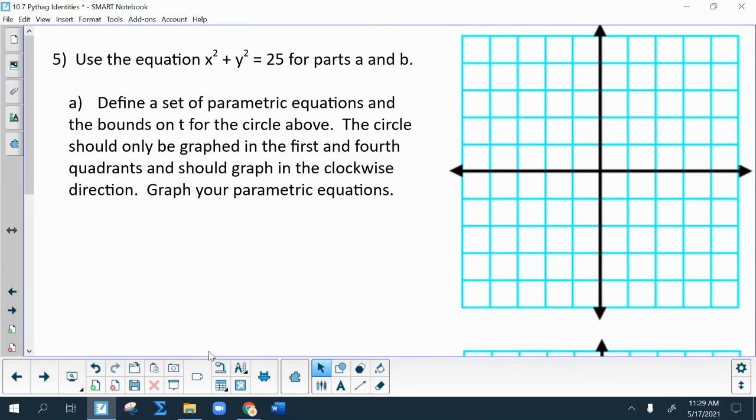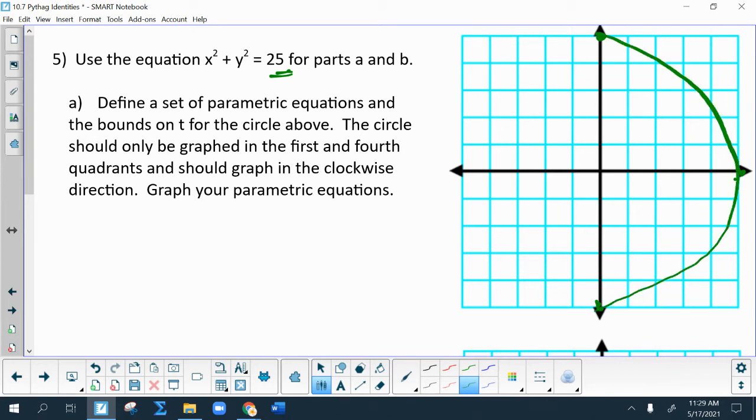Okay, number 5, A and B now is kind of doing the same thing as what those matching problems did. So if you didn't understand the matching before, maybe you'll understand it now as I do this. A says define a set of parametric equations and the bounds on t for the circle if the circle should only be graphed in the first and the fourth quadrants and should graph in the clockwise direction. This circle has a radius of 5, so this is 5 here, 5 here, 5 here. We only want it to be in the first and the fourth, and we want it to go in that direction. So we want our starting point to be 0, 5, and then we want it to go to 5, 0 next.